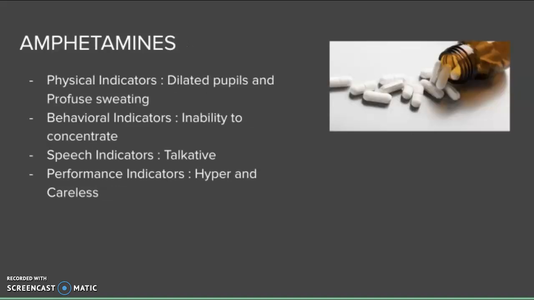And so for the amphetamines, the physical indicators will be dilated pupils and profuse sweating; behavioral indicators, inability to concentrate; speech indicators, they'll be very talkative; and the performance indicators will be hyper and careless. These can be in pill form, in a bottle, or in liquid form. It honestly just depends on what the drug abuse user prefers, I guess.